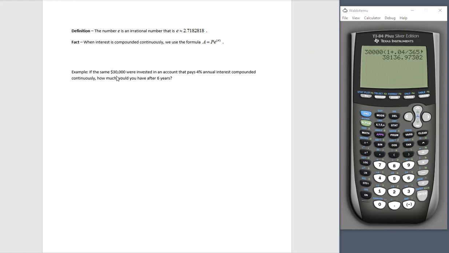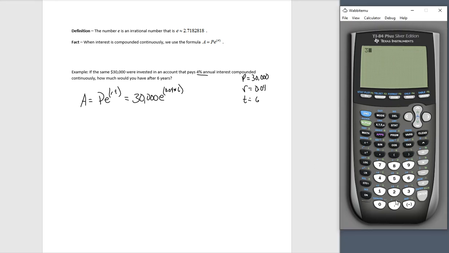So if that same 30,000 were invested, I don't remember what I said. How bad is that? I'm not even listening when I record. 30,000 is invested. We have 4% annual interest. Compounded continuously tells us this formula. After 6 years, we will have P, 30,000, multiplied by E to the 0.04 times 6 in parentheses on our calculator.